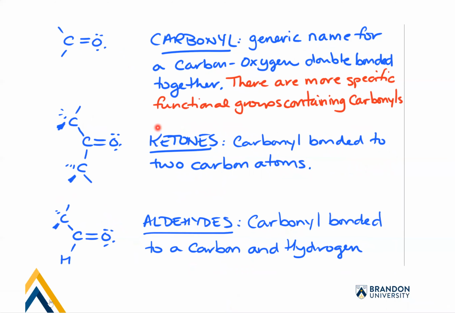Now, when you've got carbon, which has got a single bond, a sigma bond and a pi bond, so a double bond to an O, this is generically called the carbonyl. And there are numerous functional groups that have the carbonyl.